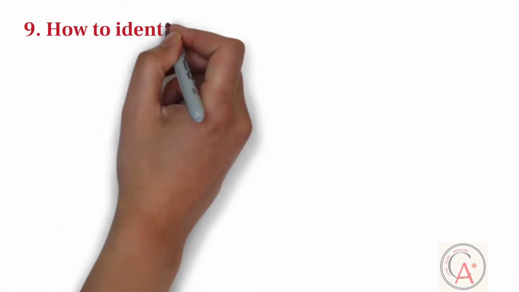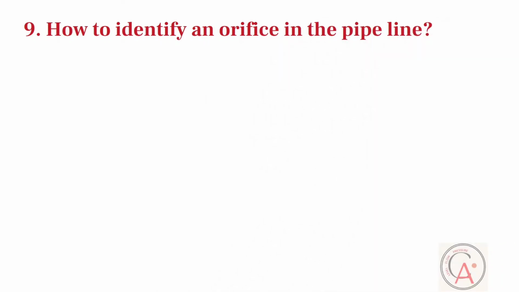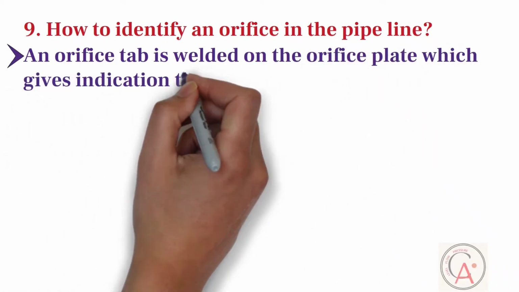Ninth question is, how to identify an orifice in the pipeline. An orifice tab is welded on the orifice plate which extends outer of the line, which gives indication that orifice plate is in the pipeline.